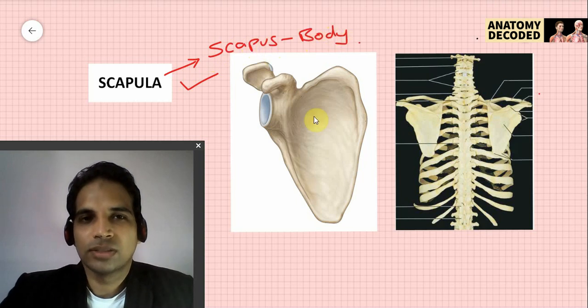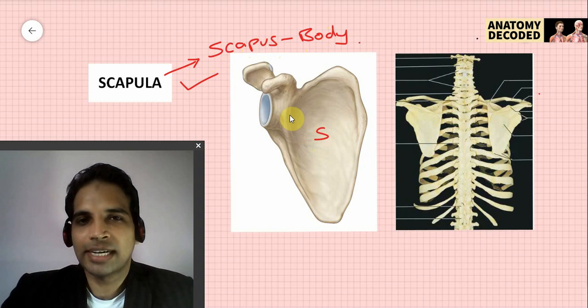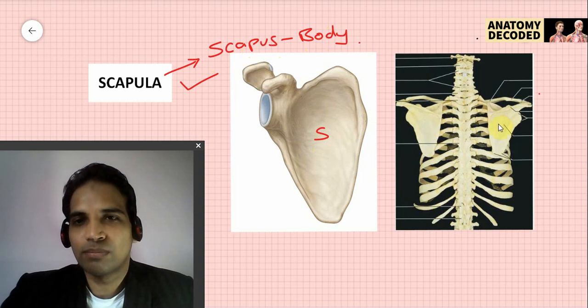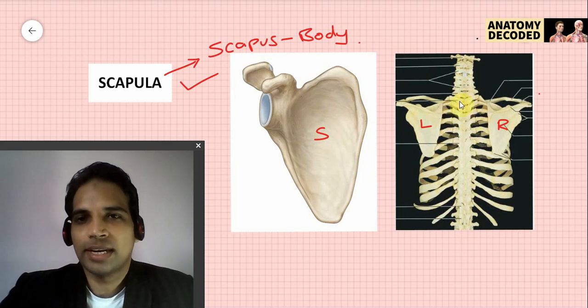So this is the scapula viewed from the anterior aspect. This is the right scapula viewed from the anterior aspect. In this image, we can see both the scapula. We are viewing it from the posterior aspect. This is the right scapula. This is the left scapula. Just have an overview of how the scapula looks in anatomical position.